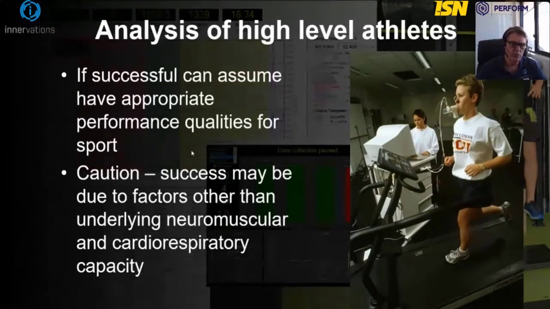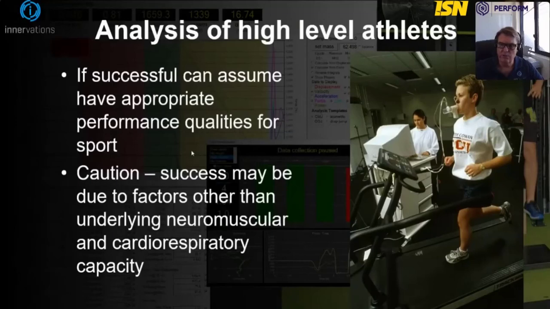to see what are the key qualities? I mean, what do they really have that are highly developed? You have to use some caution with this. Success may be due to factors other than underlying neuromuscular and cardiorespiratory capacity. It could be due to, in a team sport, just extraordinary tactical capability, a very high level of cognition and being able to track many players simultaneously, raw motivation. So there are other reasons, but in the high level of sport, elite sport today, that's highly unlikely.